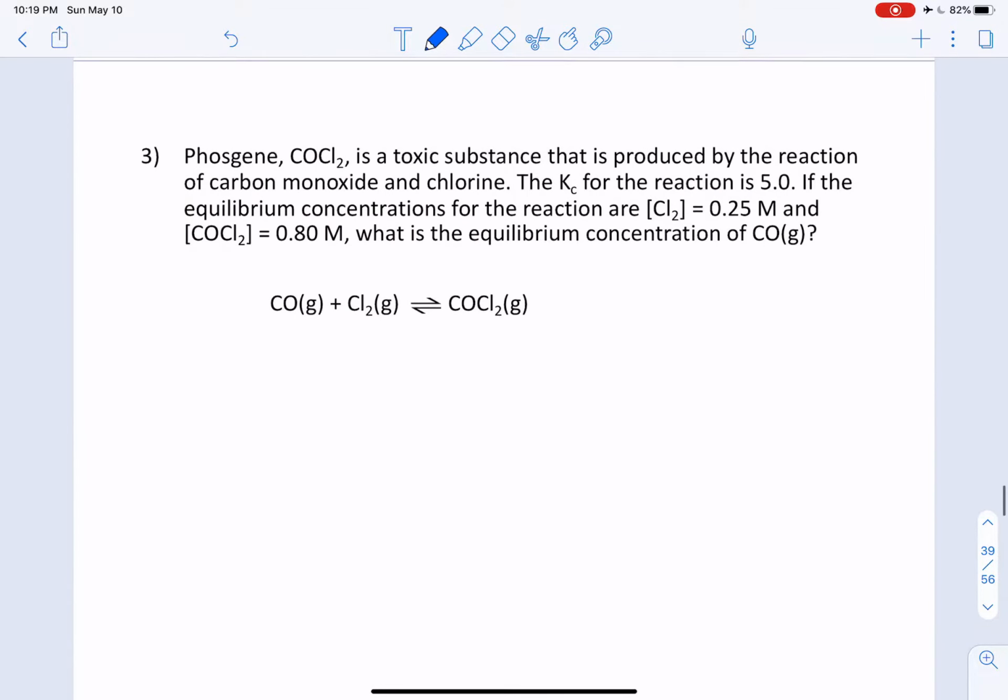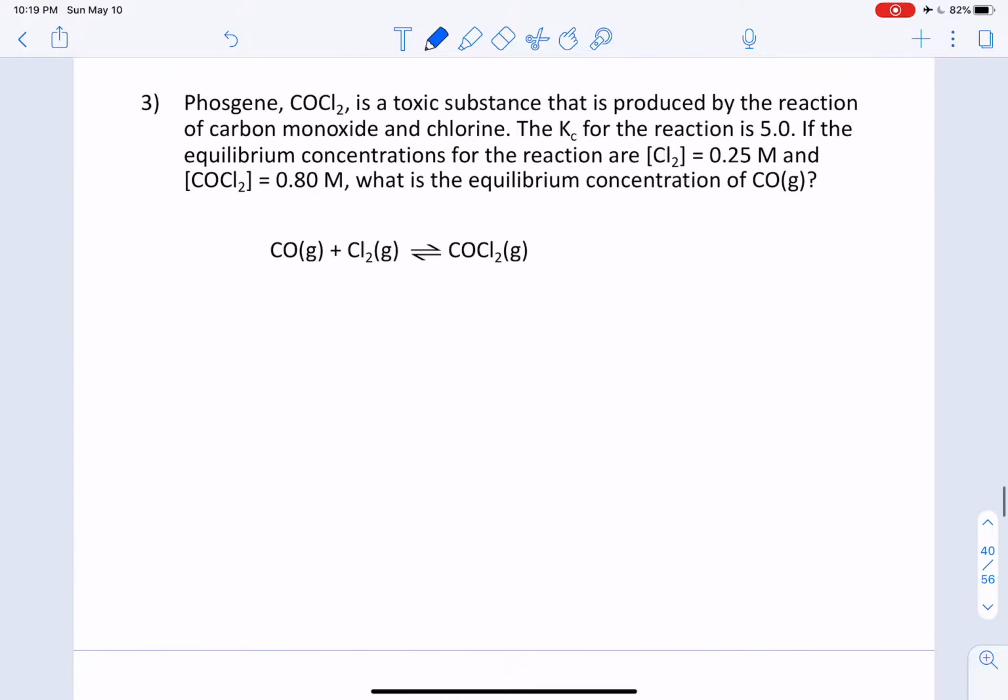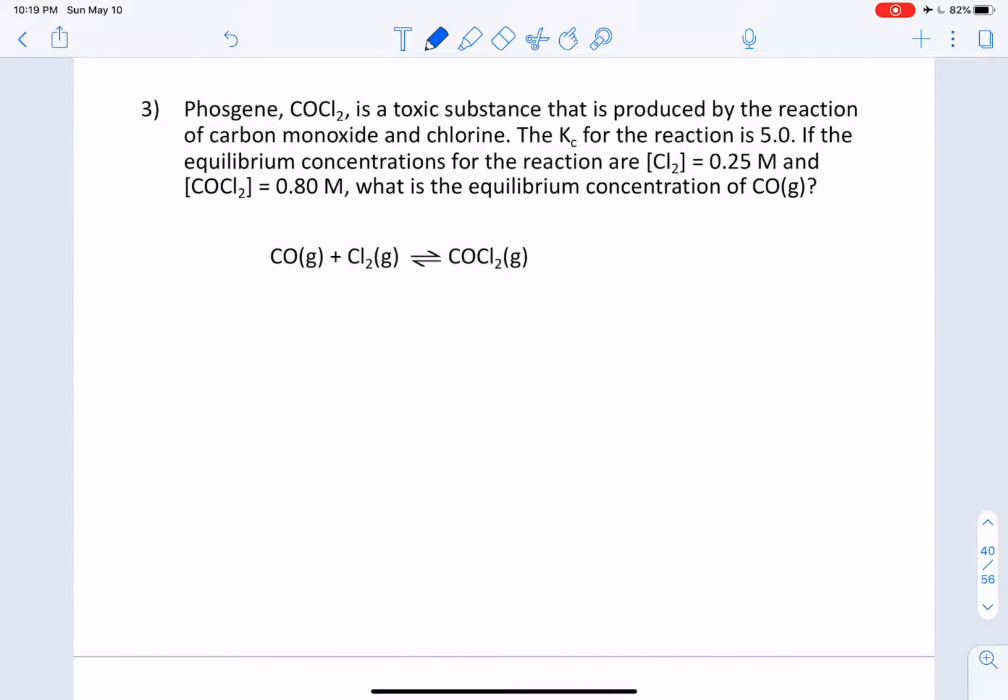All right, so moving on to our last problem here, phosgene. This is a toxic substance that's produced by the reaction of carbon monoxide and chlorine. The K for the reaction is 5. If the equilibrium concentrations for the reaction are 0.25 molar for chlorine (the big M is molarity, but we say 0.25 molar, that's just how we say it), and the concentration of COCl2 is 0.8 molar, what is the equilibrium concentration of carbon monoxide?